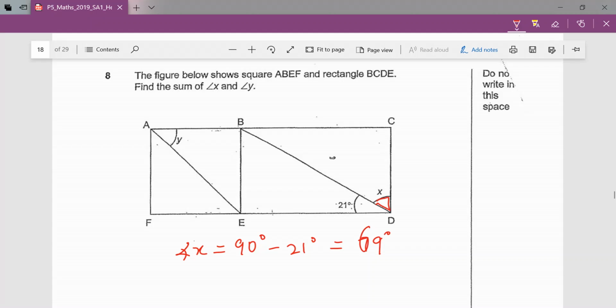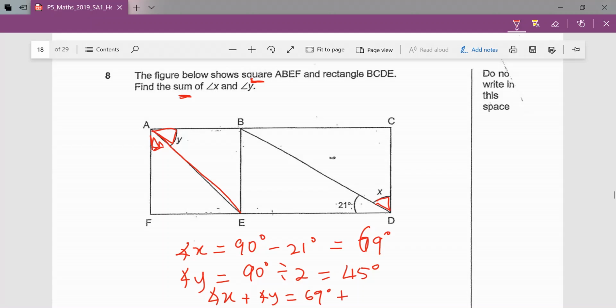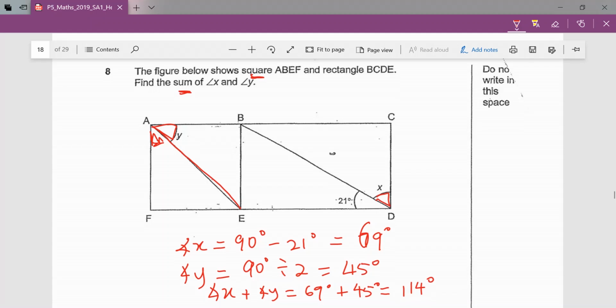Okay, and then let's look at Y here. Y is special because this is a diagonal cutting across a square. What does that mean? It means that angle Y is 90 degrees divided by 2. It is exactly the same as the other side here. Okay, that's 45 degrees. So the total, angle X plus angle Y, the sum of it, sum means plus, would be 69 degrees plus 45 degrees, and that is 114 degrees.